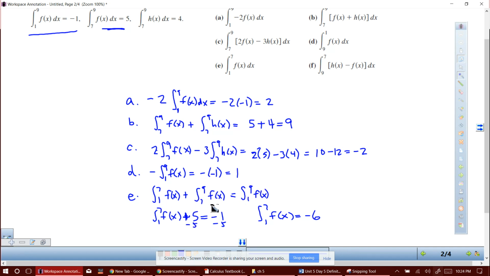And then I just put my numbers in. So 7 to 9 was 5. 1 to 9 was -1. And then I just simplified. All right, so the last one here is f.